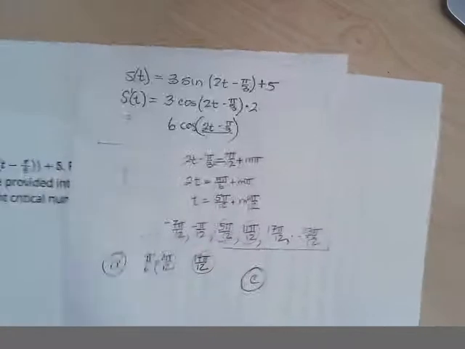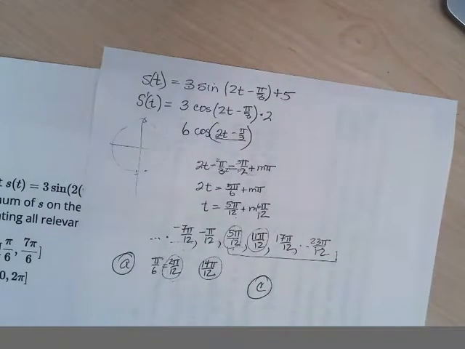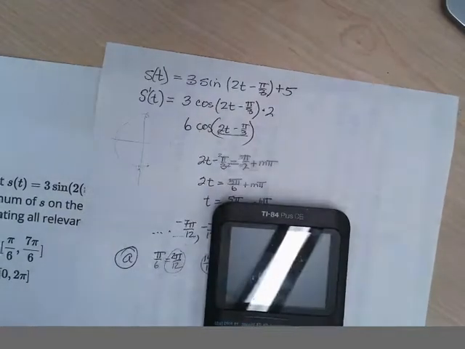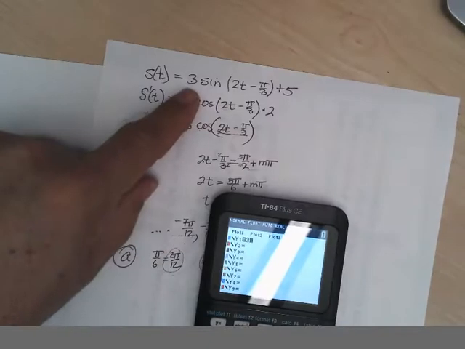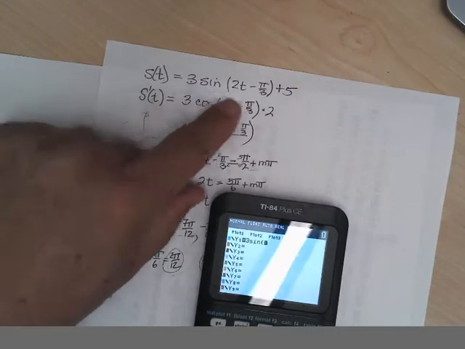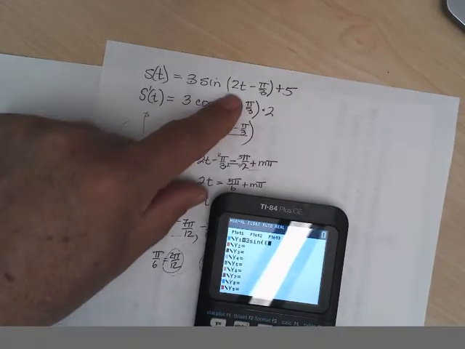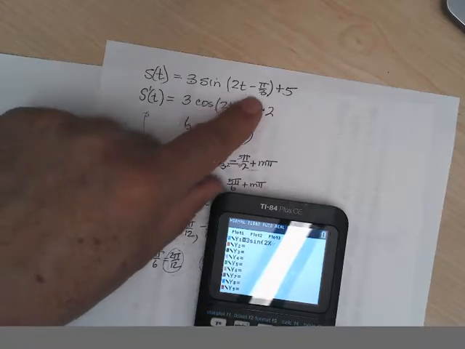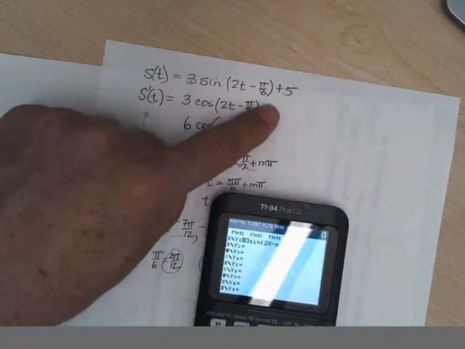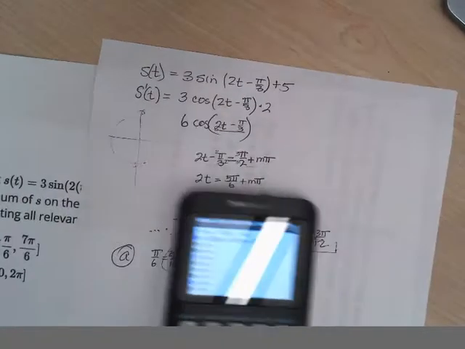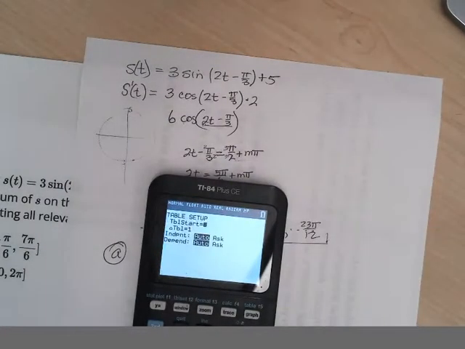Let's work that one out. I'll show you how I would plug these into my calculator. Just to make it easy on myself, I'll go to y equals and type in 3 sine, parenthesis 2, no, I already have a parenthesis, 2x minus pi divided by 3, close parenthesis, plus 5. And then I would go to my table set and make sure it's on ask, and then go to my table.